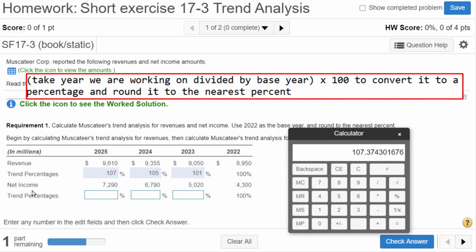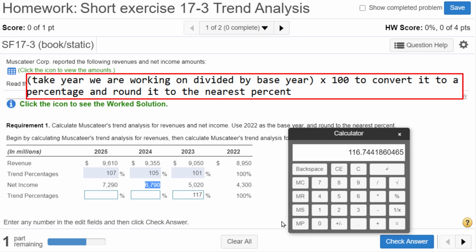Next, we're going to work on net income. It looks like net income increased at a much faster rate. We're going to work with 2023. We take 5020 divided by the base year of 4300, multiply by 100 to convert it to percent, which gives us 116.7. That rounds to 117%. So already you can see that net income was increasing at a much faster rate than revenue.